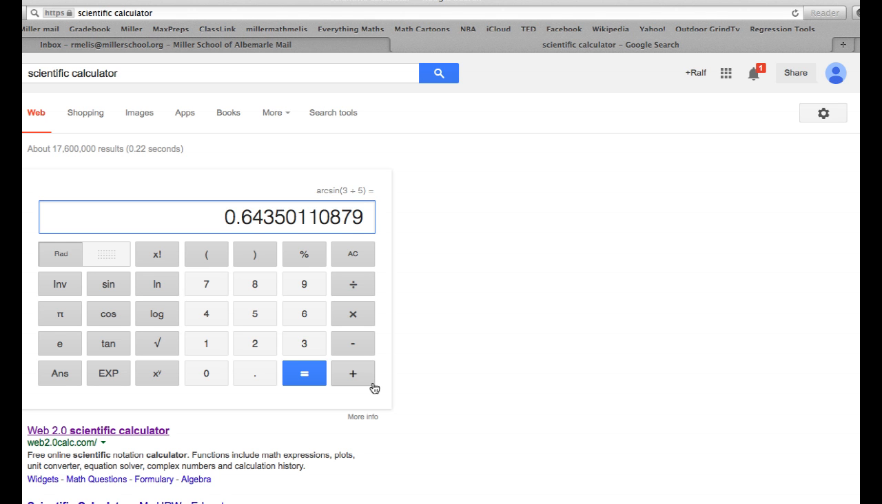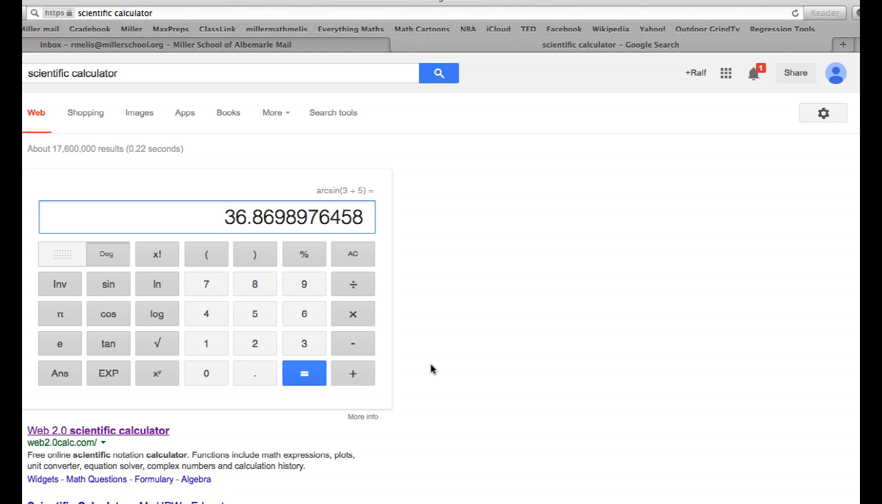Now how do you know if it's in radians or not? Well, here it says radians, and if I clicked on it, it disappeared. So now it looks to be in degrees. So let's start again. The inverse sine of 3 over 5. And on this one, I'm getting 36.